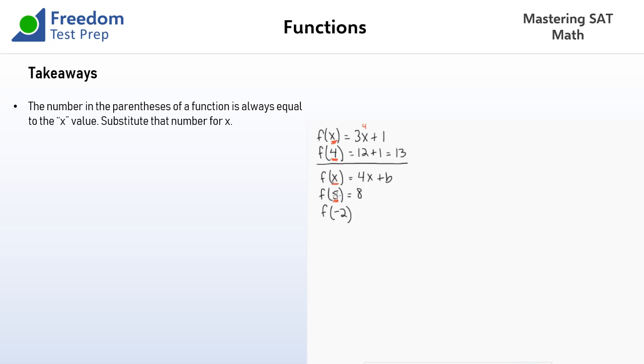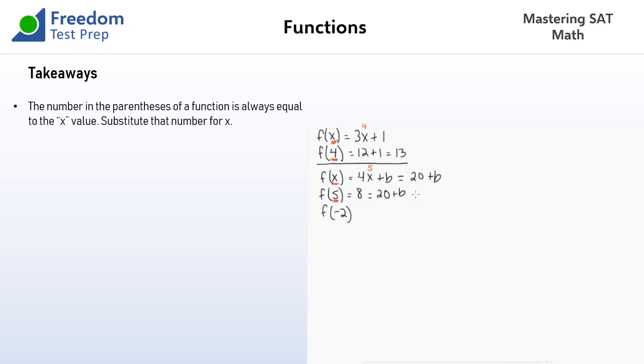We start with what they first give us, and we put that in. So we can say, I think I'll just put it up here. We've got 4 times 5 is 20 plus the b. Now, they also tell us that it's equal to 8. So now I'm going to just bring it down here. We have f of 5 equals 8, and we just put it into our initial function, and we know it's also equal to 20 plus b.